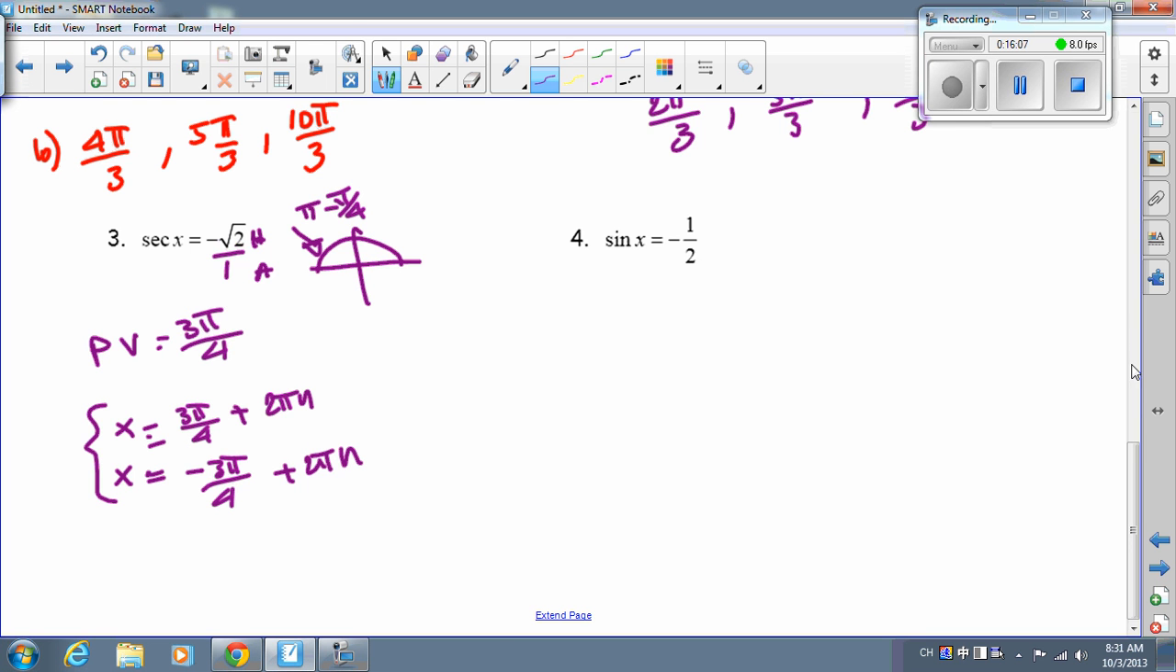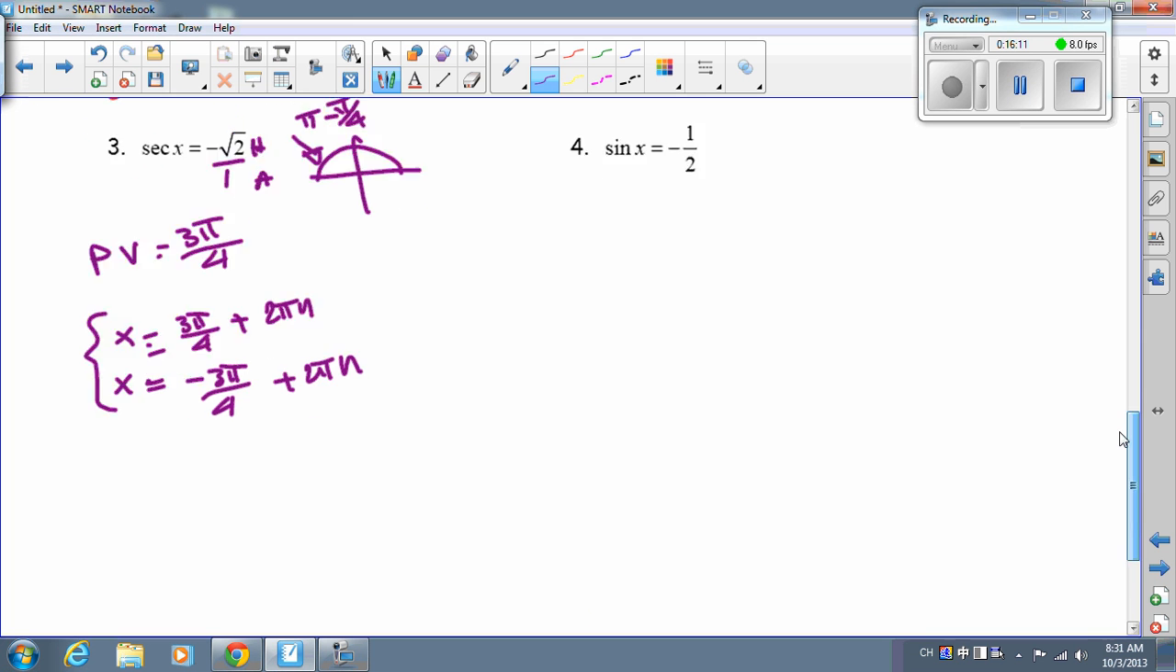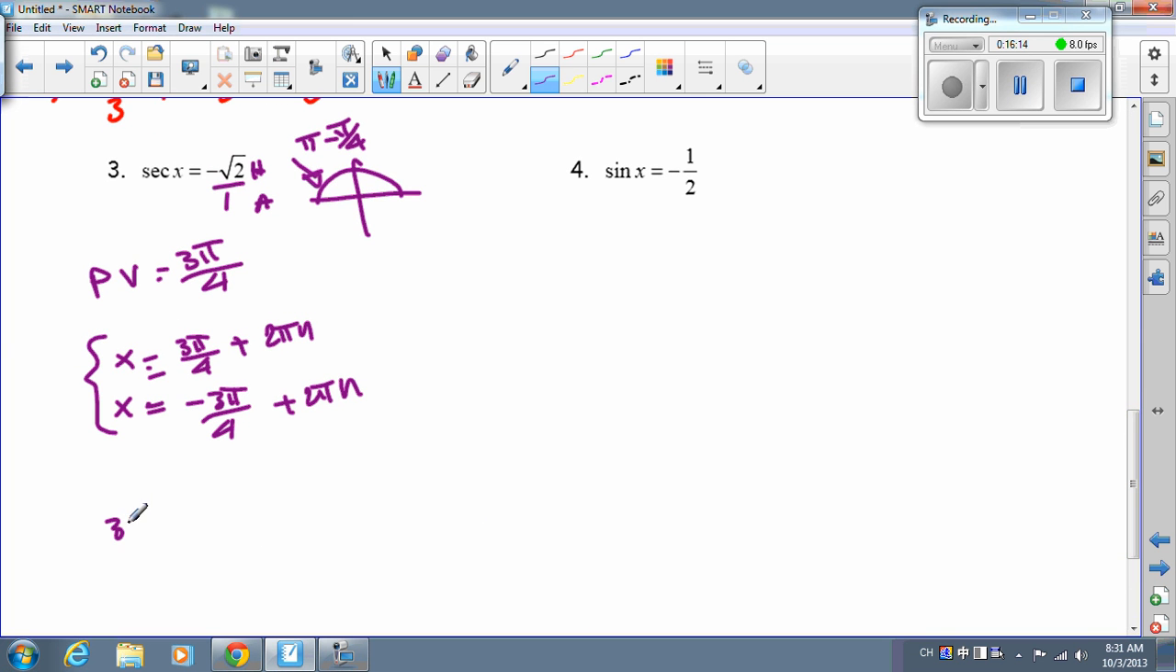Let's go ahead and find the first few values. The first one will be, of course, 3 pi over 4. The second one will be 5 pi over 4. That's in case you plug in 1 in here. And if you plug in 1 on the equation on top, you get 11 pi over 4. I'll go ahead and do the last one anyways.